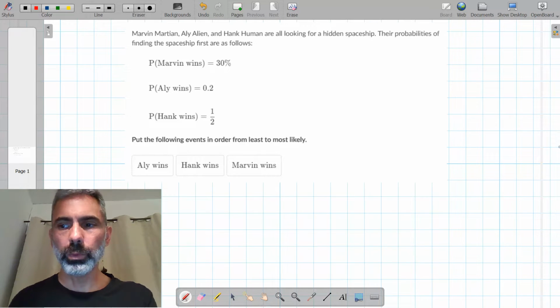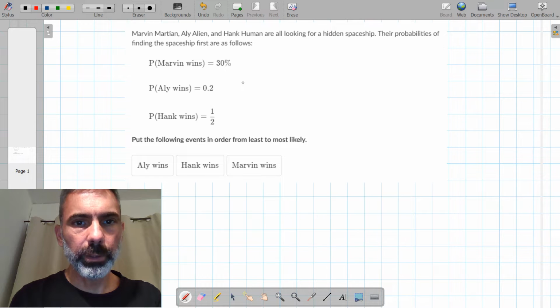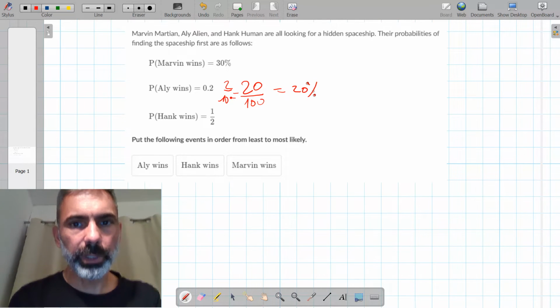0.2, which is 20%, because 0.2 is 20 hundredths. It's 2 tenths, which is also 20 hundredths, which is 20%. And P, Hank wins, the probability that Hank wins is 1/2, which is 50 hundredths, which is 50%.